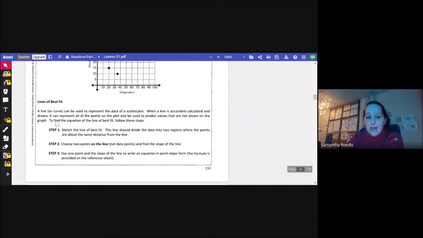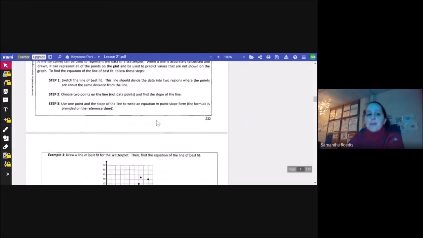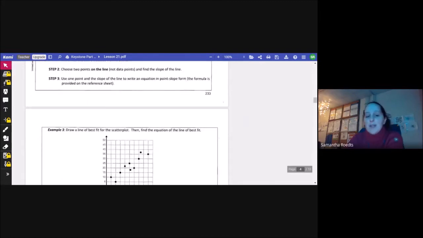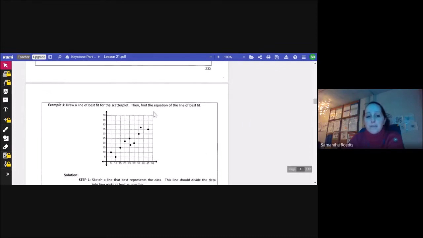Lines of best fit. A line or curve can be used to represent the data of a scatter plot. When a line is accurately calculated and drawn, it can represent all of the points on the plot and be used to predict values that are not shown on the graph. To find the equation of the line of best fit, follow these steps. Step 1, sketch the line of best fit. The line should divide the data into two regions where the points are about the same distance from the line. Step 2, choose 2 points on the line, not data points, and find the slope of the line. Step 3, use 1 point and the slope of the line to write an equation in point-slope form. The formula is provided on the reference sheet.